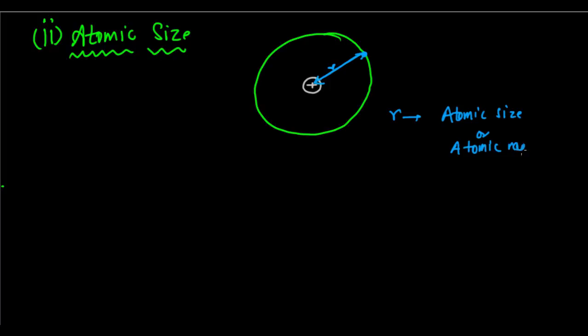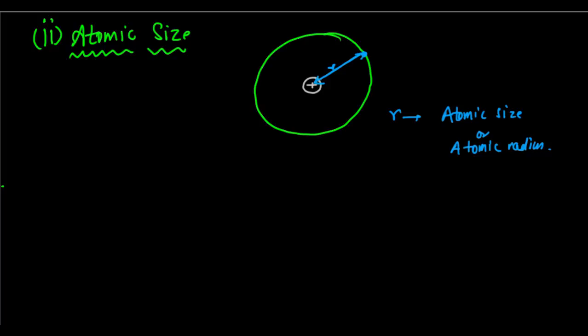Okay, so that's what we call atomic size. The distance between the center of the nucleus to the outermost orbit of an isolated gaseous atom. So that's your atomic size. Now let's have a look at the variation. Before we do that, try to relate atomic size and effective nuclear charge.